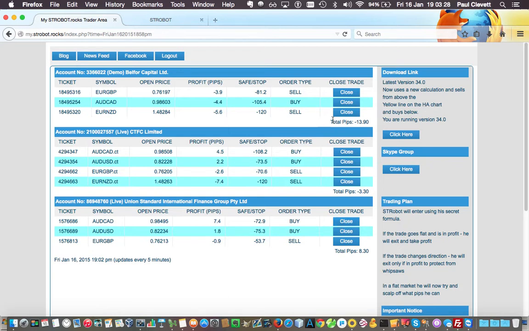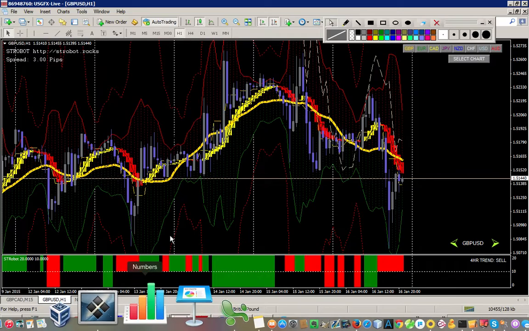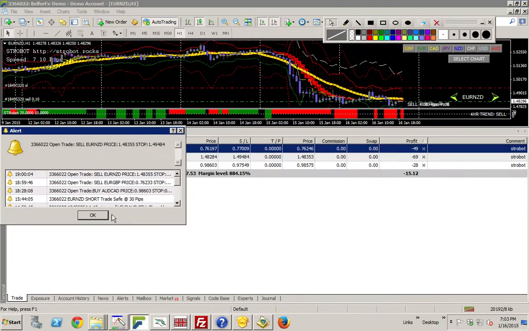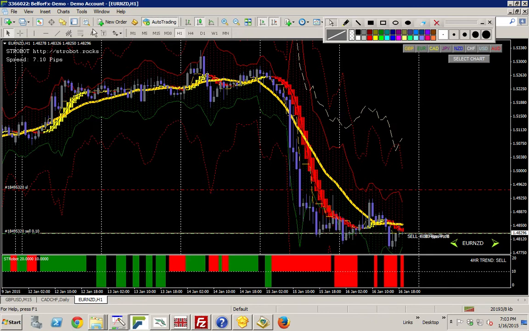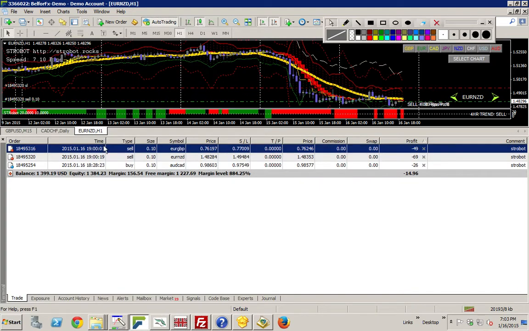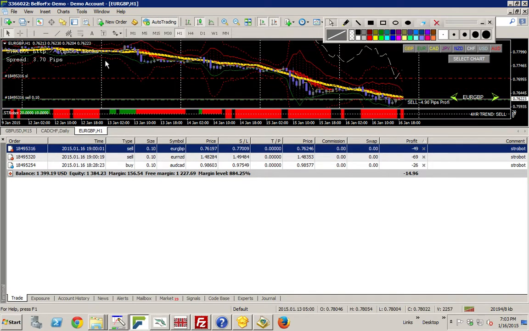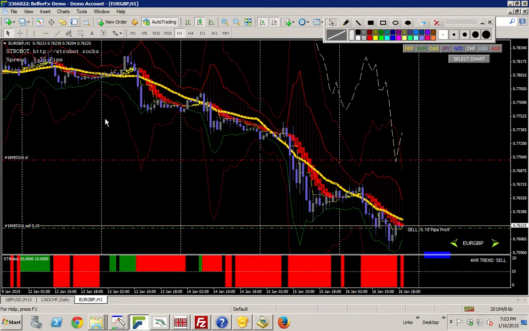Actually, I can do it on the demo account, really. So I want to close the trade. Hit close like that. It goes pending. Now, what will happen now is if I flip over to my demo account. Okay, this is just the demo account we use for trades. I can't remember which one I closed. Euro GBP, I think. So I'm just going to flip onto Euro GBP.